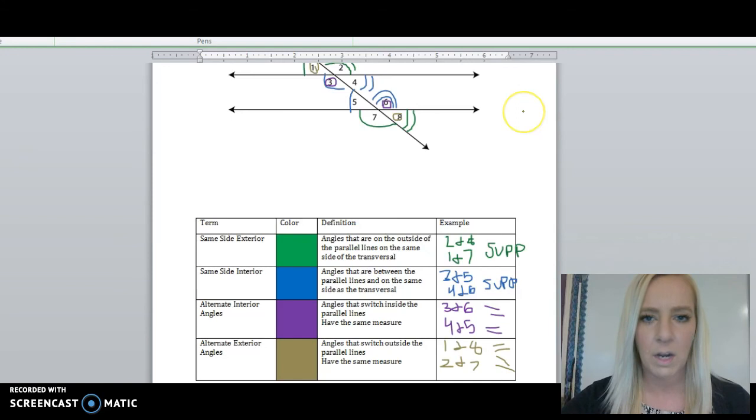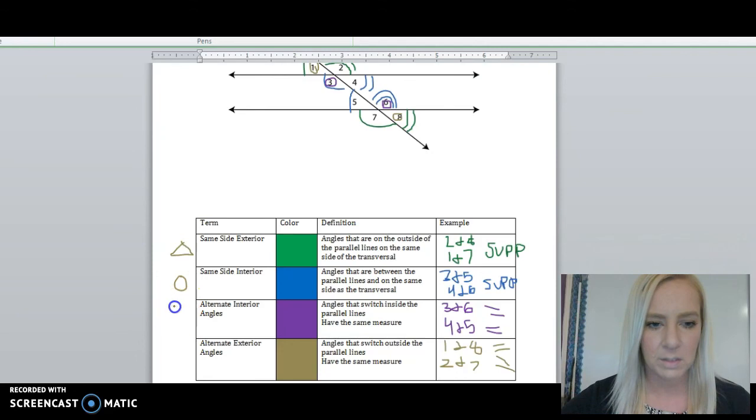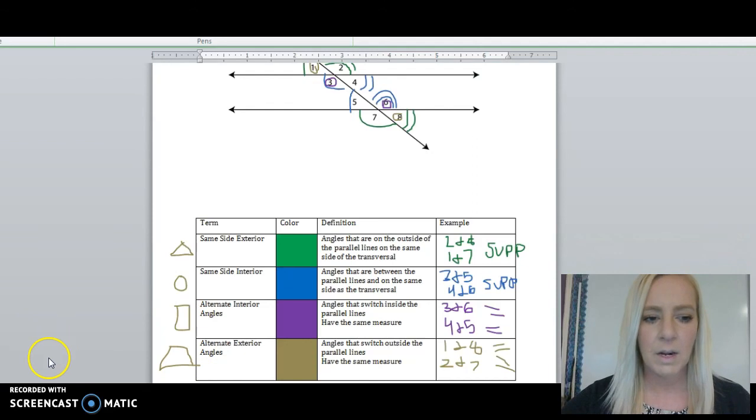Okay, this concludes your video on transversals. Please come into class with all this information filled out. If you, for whatever reason, do not have any crayons or markers at home, you could also use shapes instead to identify each of these. So you can make your same side exterior a triangle. You could circle these, make these a rectangle, and some sort of polygon.